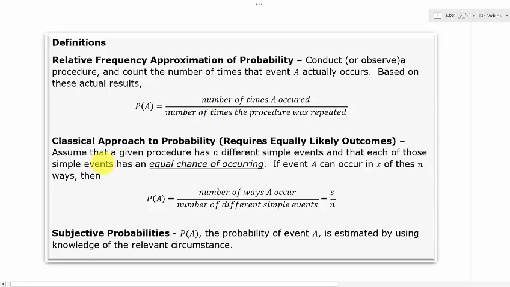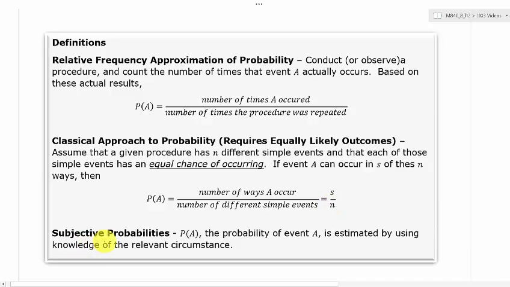There's the classical approach to the probability. This requires that all of the outcomes are equally likely, so that means that all of them have the same chance of occurring. Assume that a given procedure has n different simple events and that each of those simple events has an equal chance of occurring. If event A can occur in s of these n ways, then the probability that event A will occur is the number of ways that A can occur, which is s, divided by the number of different simple events, which is n.